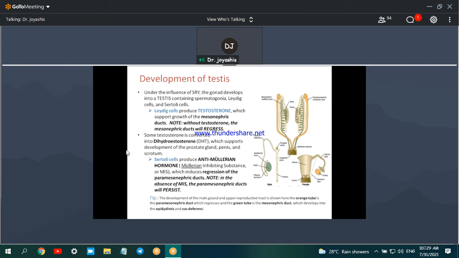These indifferent gonads become testes, but the paramesonephric duct persists in the case of female, while in the case of male, the mesonephric duct persists. We have the prostatic utricle in the male, and this is the testis, this is the case of female. The development of the male gonad and upper reproductive tract is shown here. The orange tube is the paramesonephric duct, which degrades, and the mesonephric duct develops into the epididymis and ductus deferens.